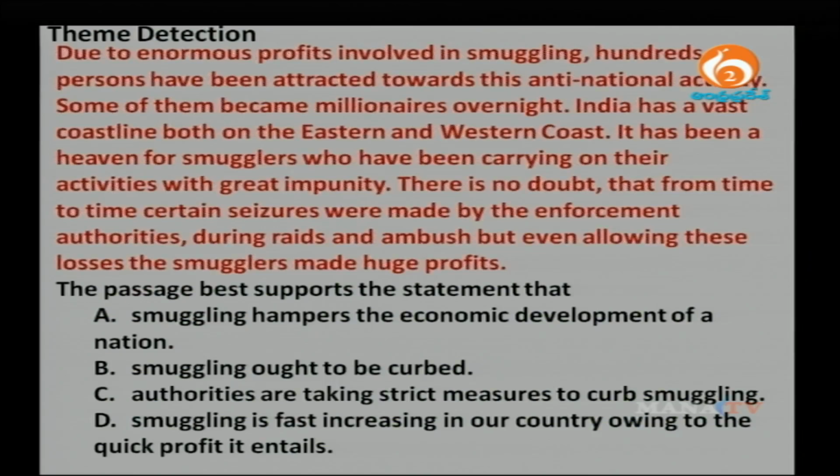I am going to read the options again. Smuggling hampers the economic development of a nation. Smuggling ought to be curbed. Authorities are taking strict measures to curb smuggling. Smuggling is fast increasing in our country owing to the quick profit it entails. The passage best supports the statement. Now, what is the passage?